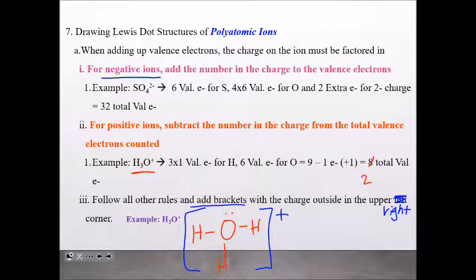So, keep in mind, it's the same rules. Add in the extra electrons, subtract the extra electrons, depending on if we're talking about an anion or a cation. Put the brackets around it and add the charge. So go ahead and take a moment to do 1 or 2 of those.